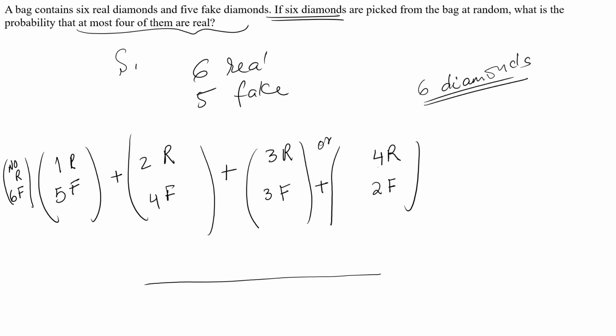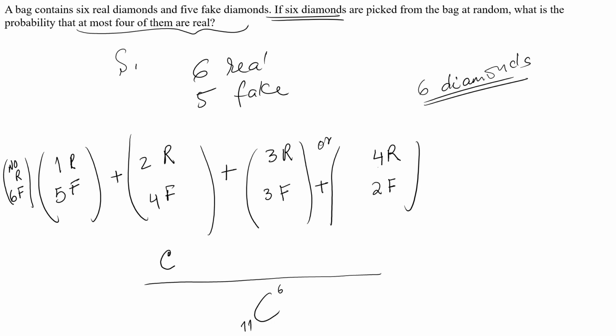So what is the total number of selections? 6 selections out of how many total? 6 plus 5, 11C6. So this is the total number of outcomes. Now, no real means all are fake. So from the fake you have to do the selection.